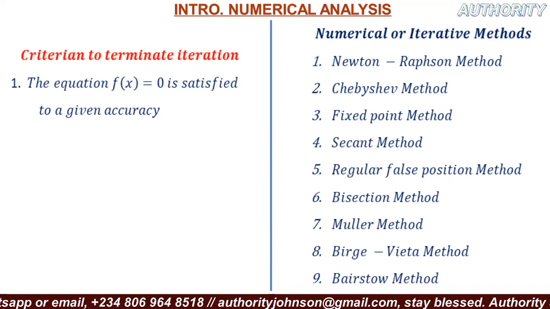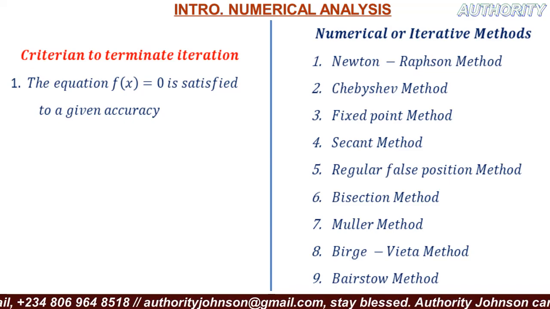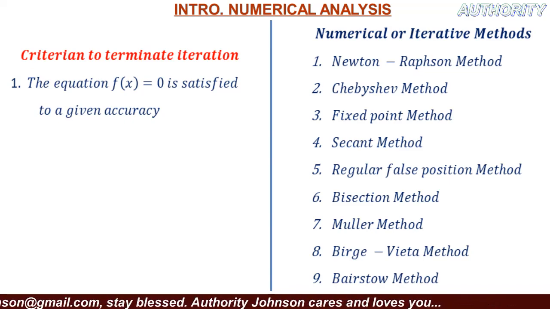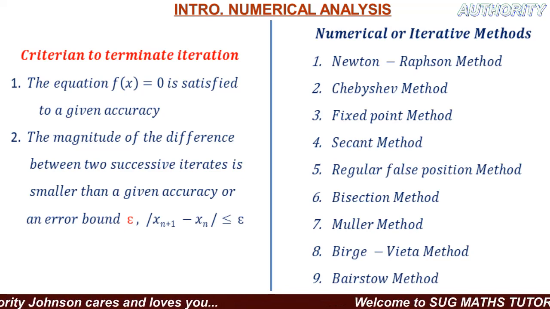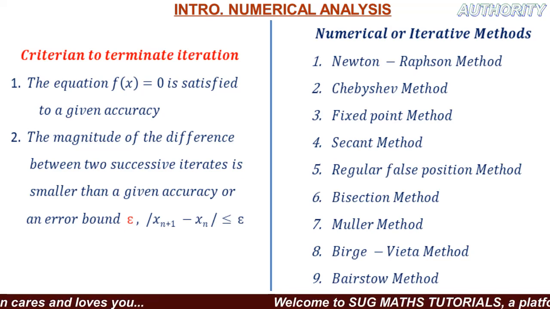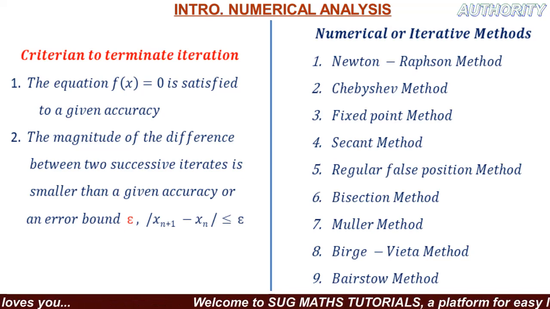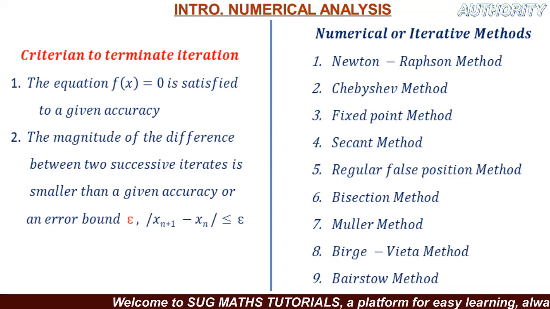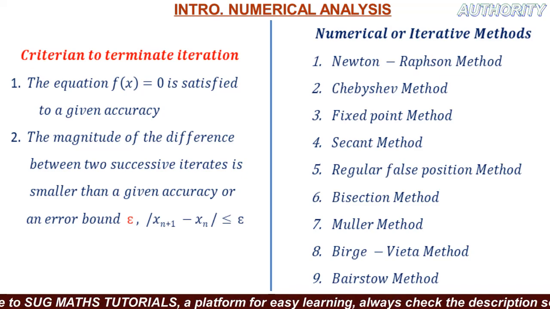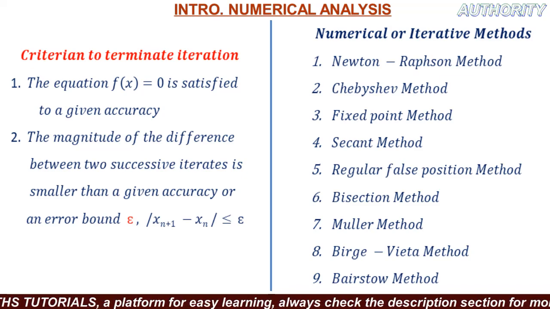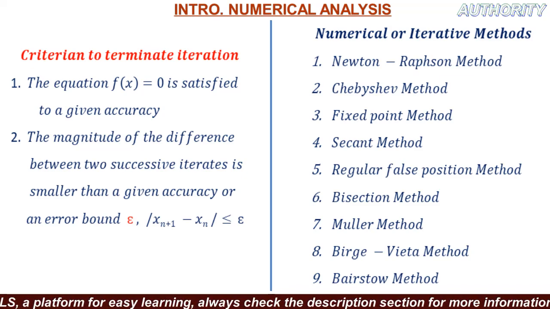Now when you have an approximation that satisfies the equation f of x is equal to 0, you can stop. You do your first iteration and you obtain your result. When you place it inside the function and f of x is equal to 0, you can stop. You have gotten exactly what you want because you are actually looking for the root. Another criterion to stop your iteration: we say the magnitude of the difference between two successive iterations is smaller than a given accuracy or an error bound epsilon. That is, the absolute value of x(n+1) minus x(n) is less than or equal to epsilon. Now what do we mean here? When your iteration starts to repeat itself, that is, the difference between them is very small, that is when you can stop your iterations.